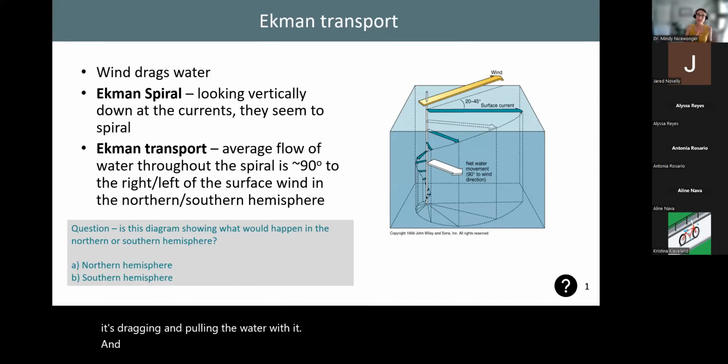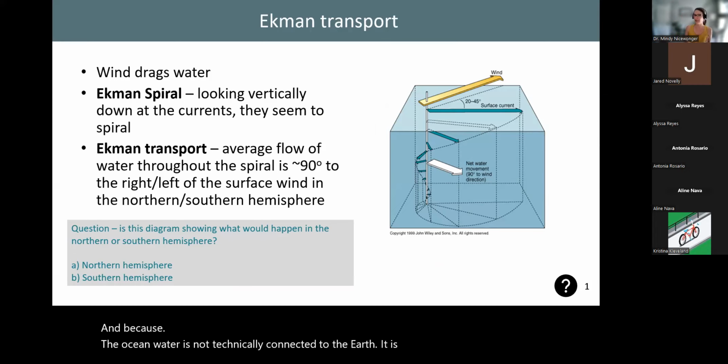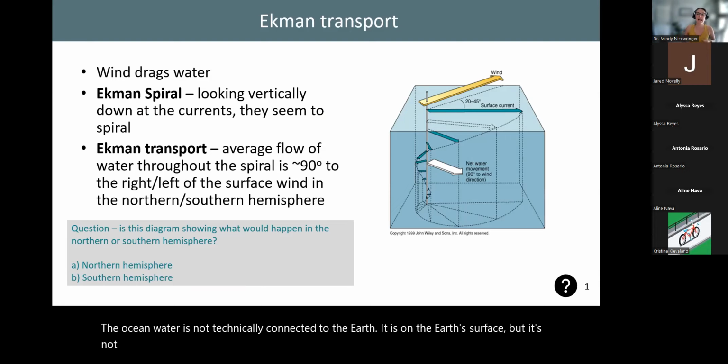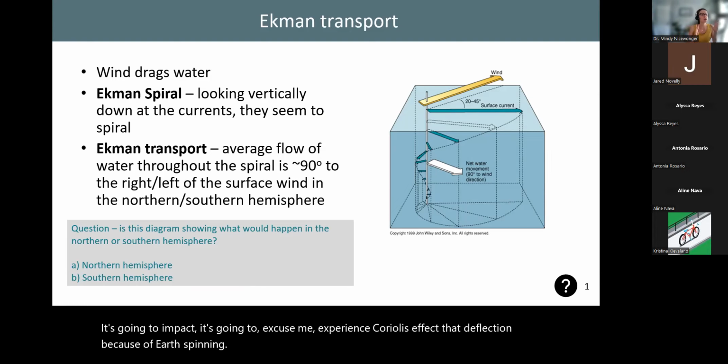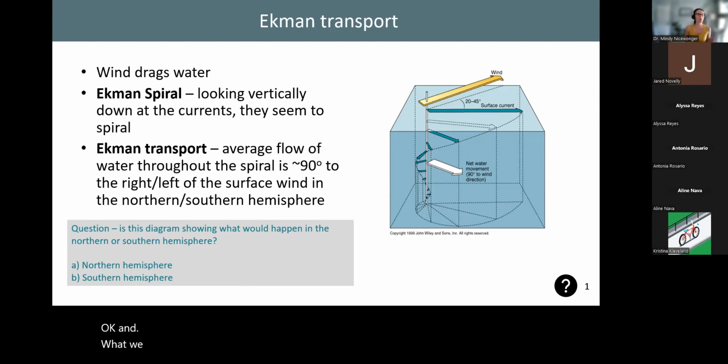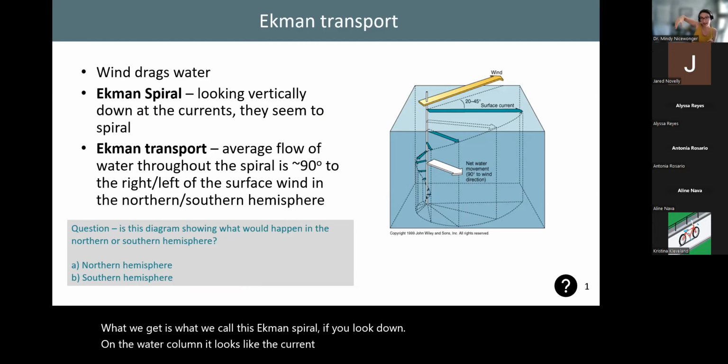And because the ocean water is not technically connected to the earth, it is on the earth's surface but not tied down to the earth, it's going to experience the Coriolis effect, that deflection because of Earth spinning. What we get is what we call the Ekman spiral. If you look down on the water column, it looks like the currents at each depth in the ocean are spiraling. And it has to do with the Coriolis effect, right?